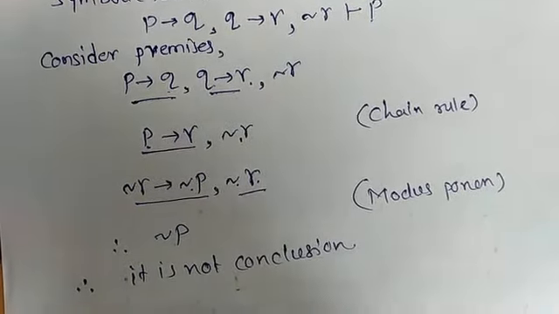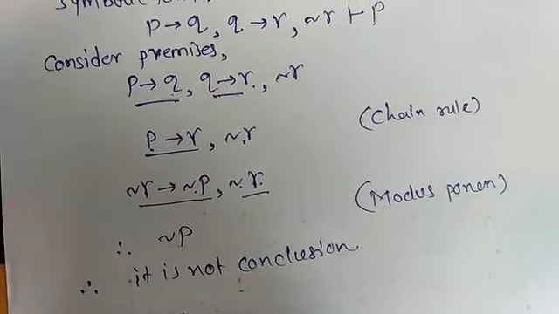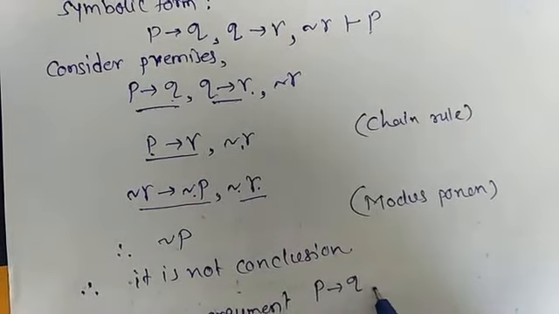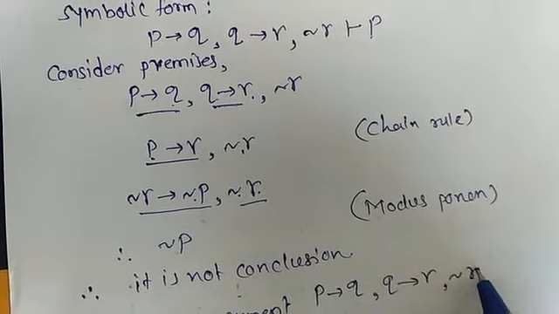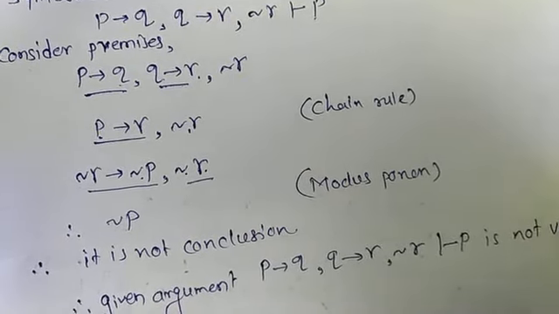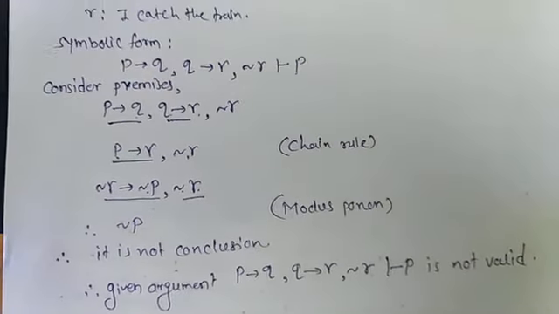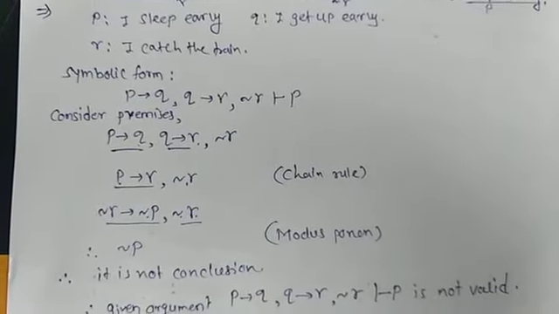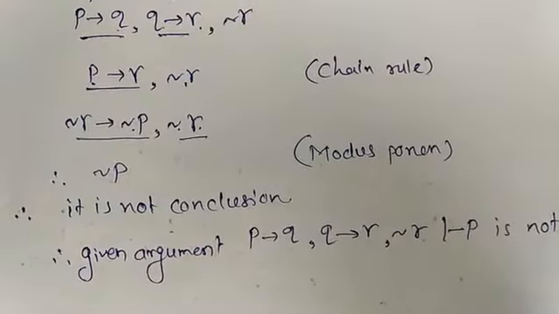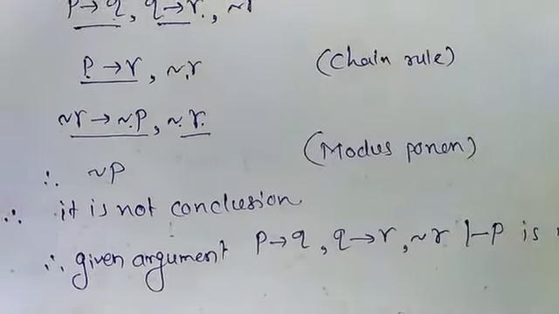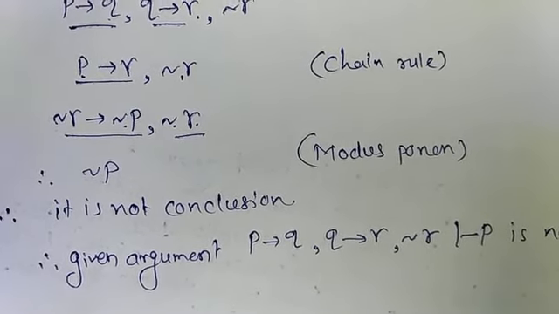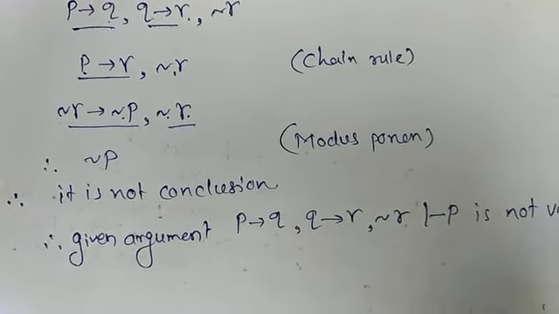Therefore you may say that the given argument P implies Q, comma, Q implies R, comma, negation R, concludes P, is not valid. It is not a valid argument. Okay, so these are some examples related to the validity of an argument. We will see more examples related to this point in the next lecture, and for today we will stop here.